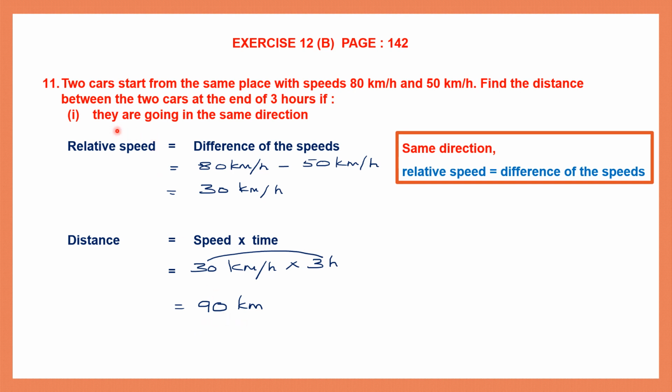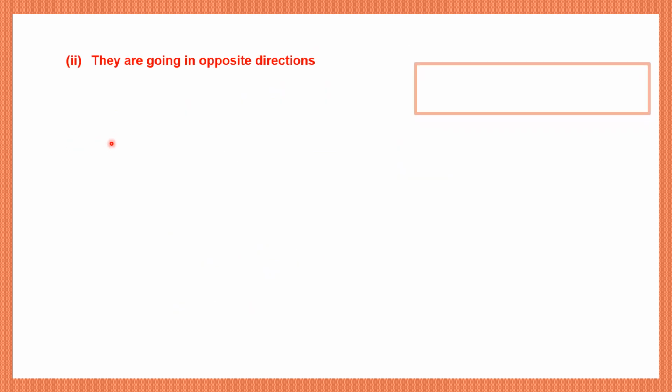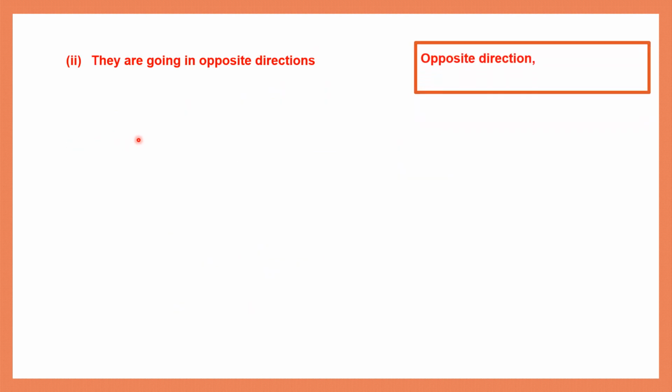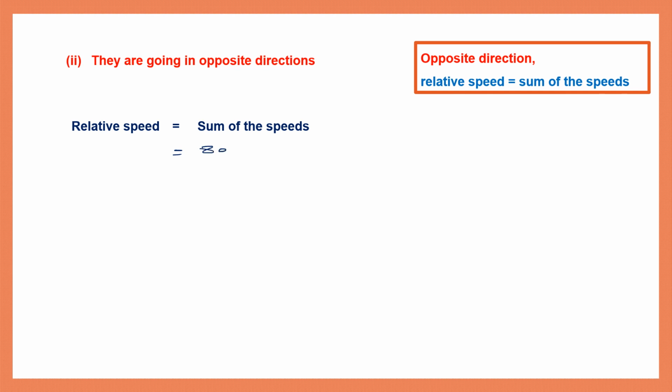Now we have to find the same thing when they're going in the opposite direction. So here we know to find relative speed in the opposite direction, we have to add up the speeds. So here let's write relative speed is sum of the speeds, and the speed of the first car is 80 kilometers per hour and the speed of the second car is 50 kilometers per hour. So we add up the two speeds here because they are going in the opposite directions. When you add this up, you get 80 plus 50, 130 kilometers per hour. So we have found the speed.